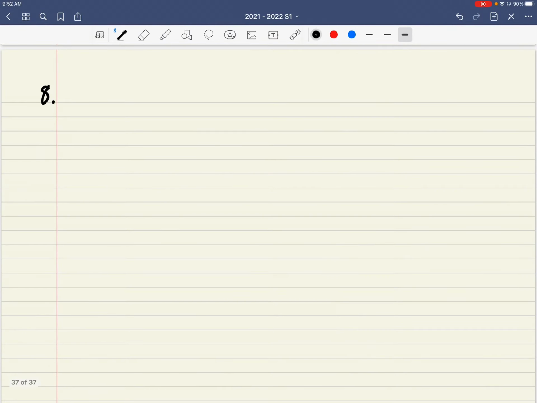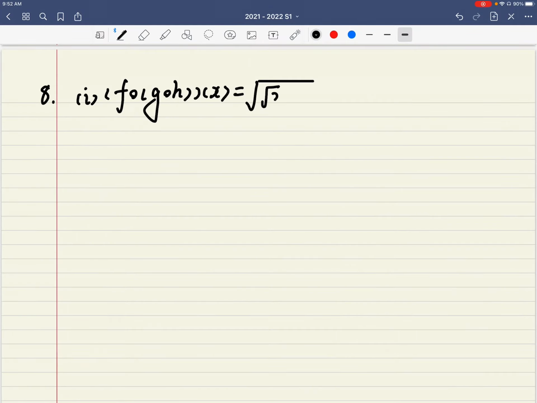Okay, let's do problem 8. Problem 8 gives you the final result of a composite function. What is each individual function? First, let's write the left-hand side as f(g(h(x))), which is equal to the right-hand side, the square root of x minus 1.